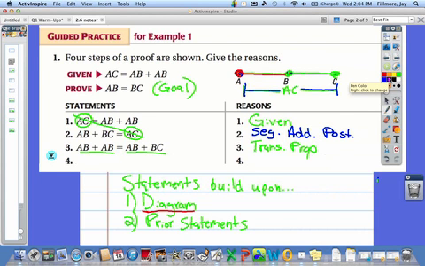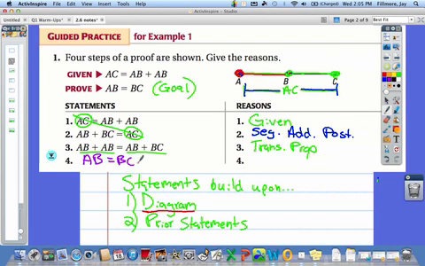So again, that's the transitive property, just like the law of syllogism. So that's how we got to statement 3. Now our ultimate goal was to have AB equals BC, the length of AB equals the length of BC. So that's always going to be our final statement. Your final statement should always be your goal, your destination.